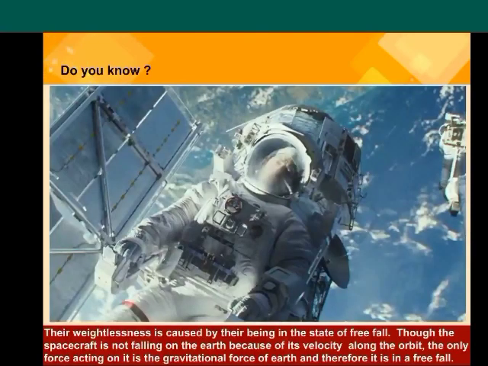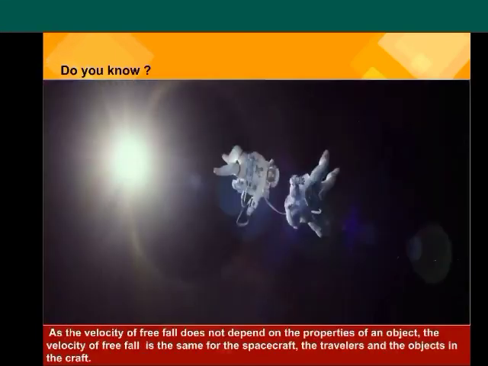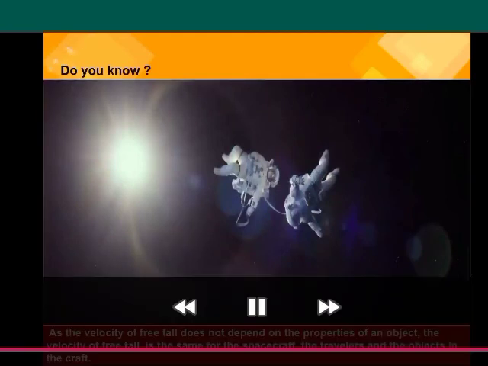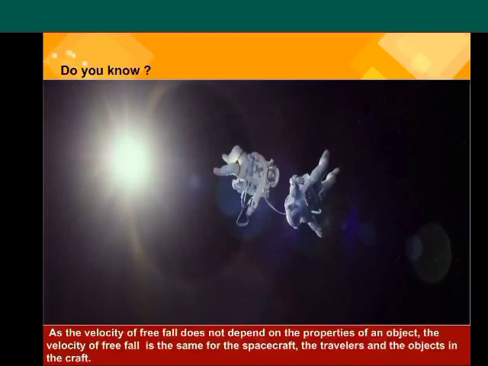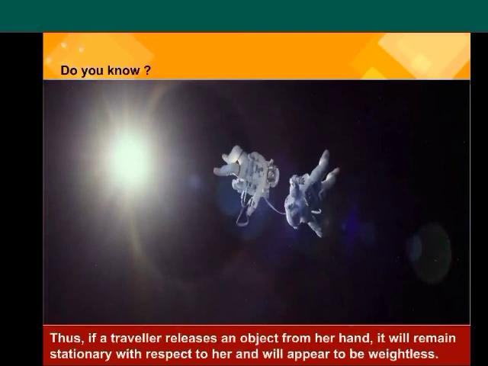Their weightlessness is caused by their being in the state of free fall, though the spacecraft is not falling on the Earth because of its velocity along the orbit. The only force acting on it is the gravitational force of the Earth, and therefore it is in a free fall, as the acceleration of free fall does not depend on the properties of an object. The acceleration of free fall is the same for the spacecraft, the travelers, and the objects in the craft. Thus, if a traveler releases an object from her hand, it will remain stationary with respect to her and will appear to be weightless.